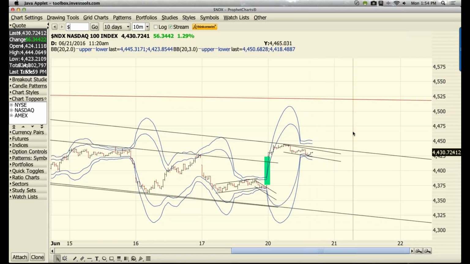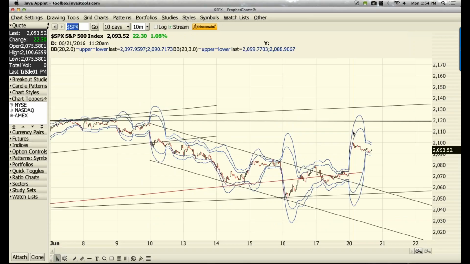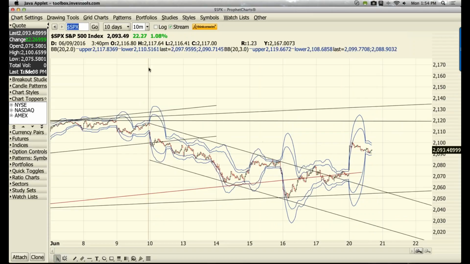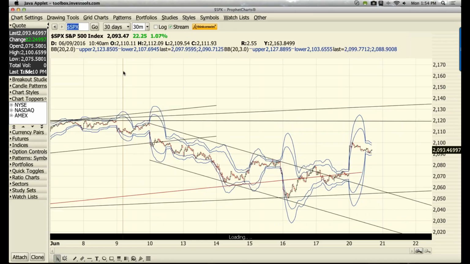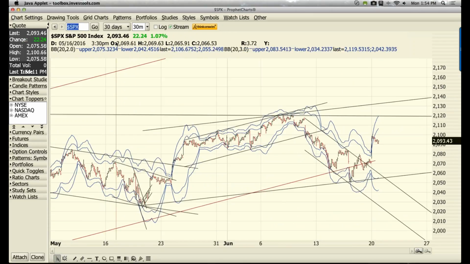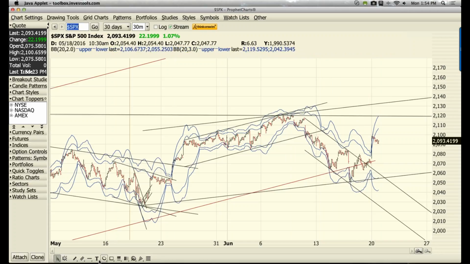And you're going to see that each of the indexes is looking to be just about the same here. Here we have a SPX. Let me go back to a 30-minute on SPX. See if that'll come up here. So we had this steeply declining pattern. We broke out above that this morning.